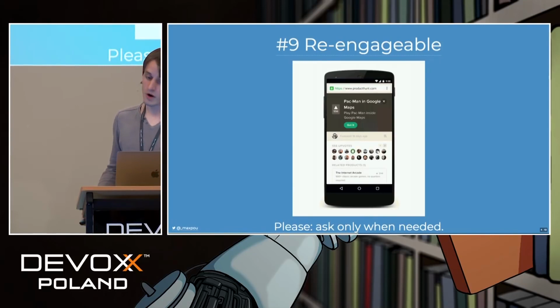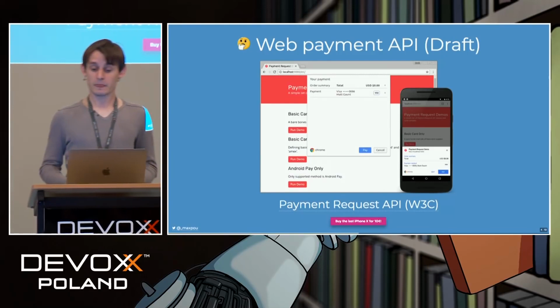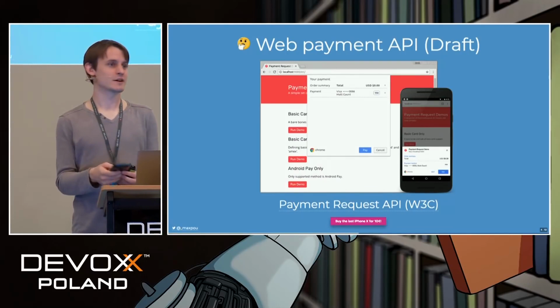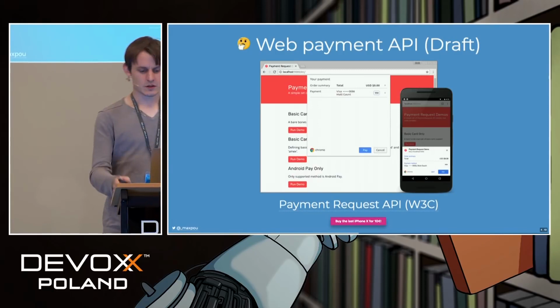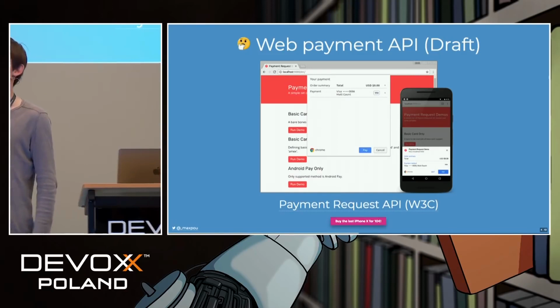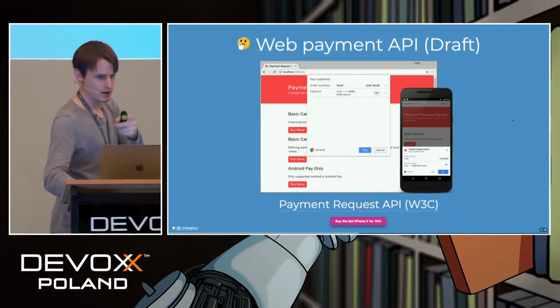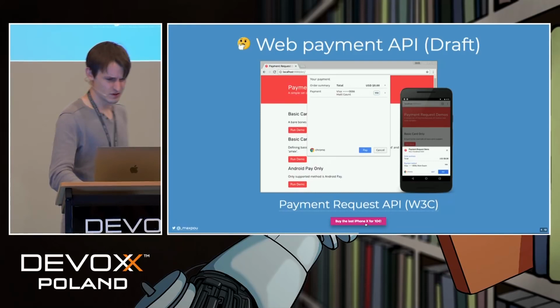Something else cool that is coming is the web payment API. Again, on my smartphone, sometimes I can buy stuff, and it's really simple if you are using a game or whatever, because everything is connected to your Apple Pay, Android Pay, etc. So what they want to do is exactly the same for the browser, to reduce all the friction we have today on payments. So how does it work? It's still in draft, so that's why I put this emoji. And it's only working for now in a few browsers. Chrome for sure, and there is another one, I don't remember which one.